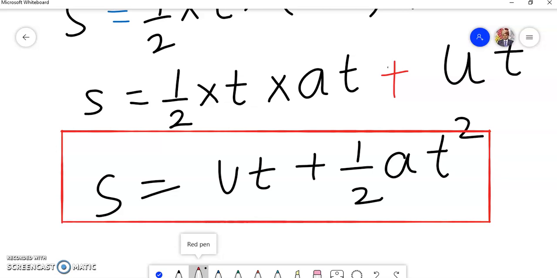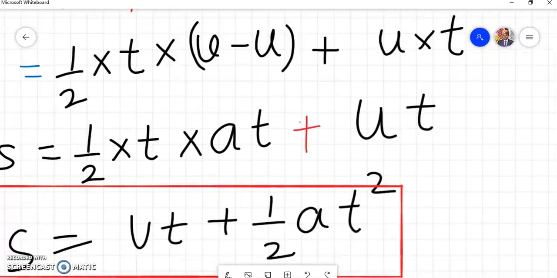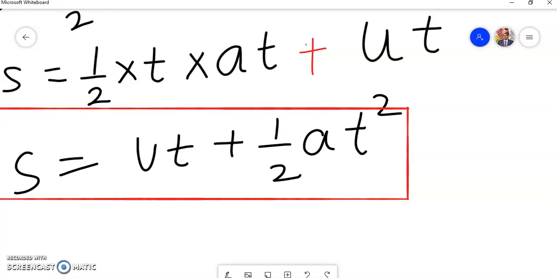Got my point? Now comes your third equation of motion, which can be again very simply found by using the same equation, or we can solve it in a different way as well. Since you are having this s is equal to ut plus half at square, now we will move towards solving the third equation. See, in the third equation we don't have the time factor. Simply by substituting also we can find the third equation. That can be done mathematically. That is an alternative way.